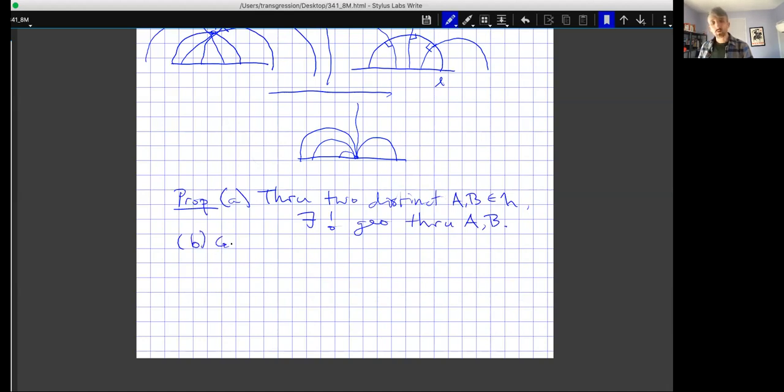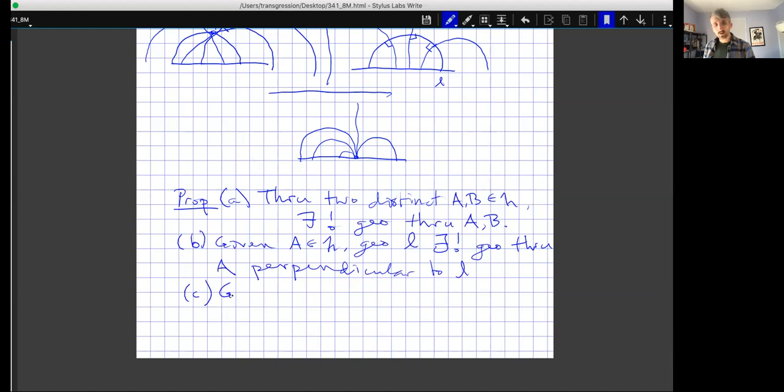Secondly, given a point A in the hyperbolic plane and a geodesic L, there's a unique geodesic that goes through A and which is perpendicular to L. Okay, I'm trying to think if I need a hypothesis there. I think, no, I don't need any other hypotheses. Hopefully you're sketching a picture of that right now while I talk.